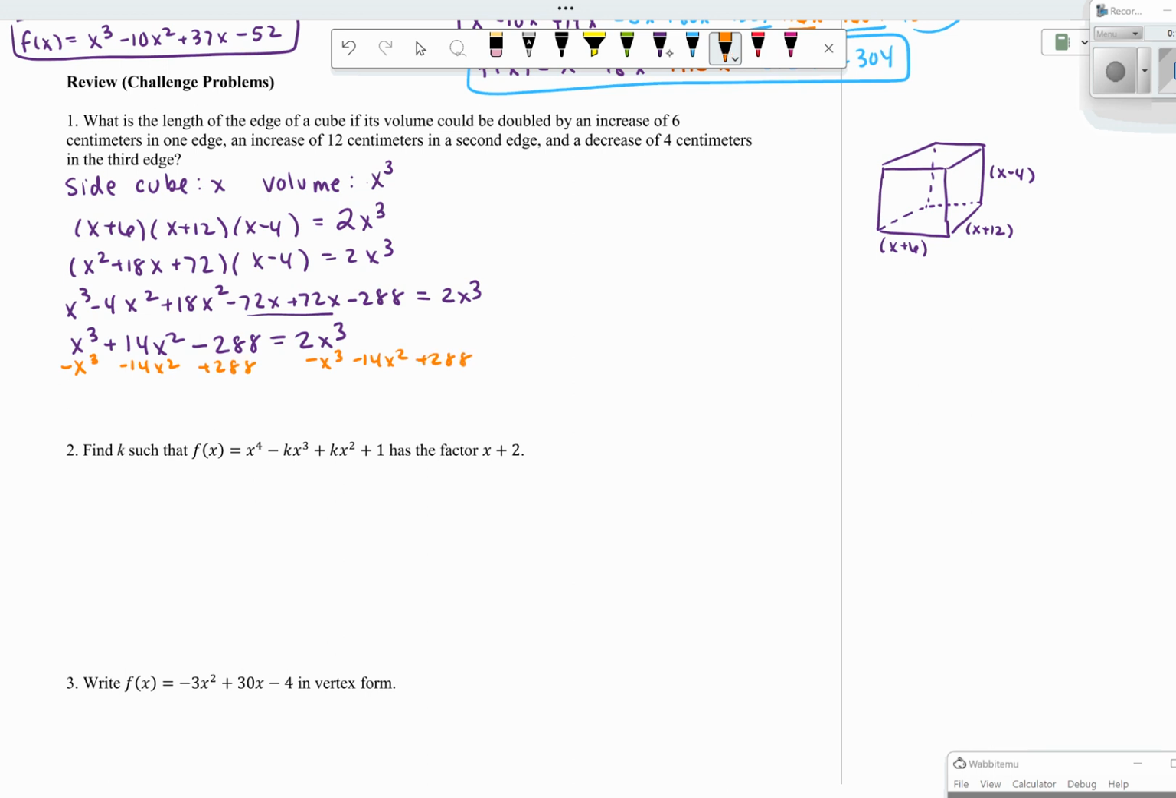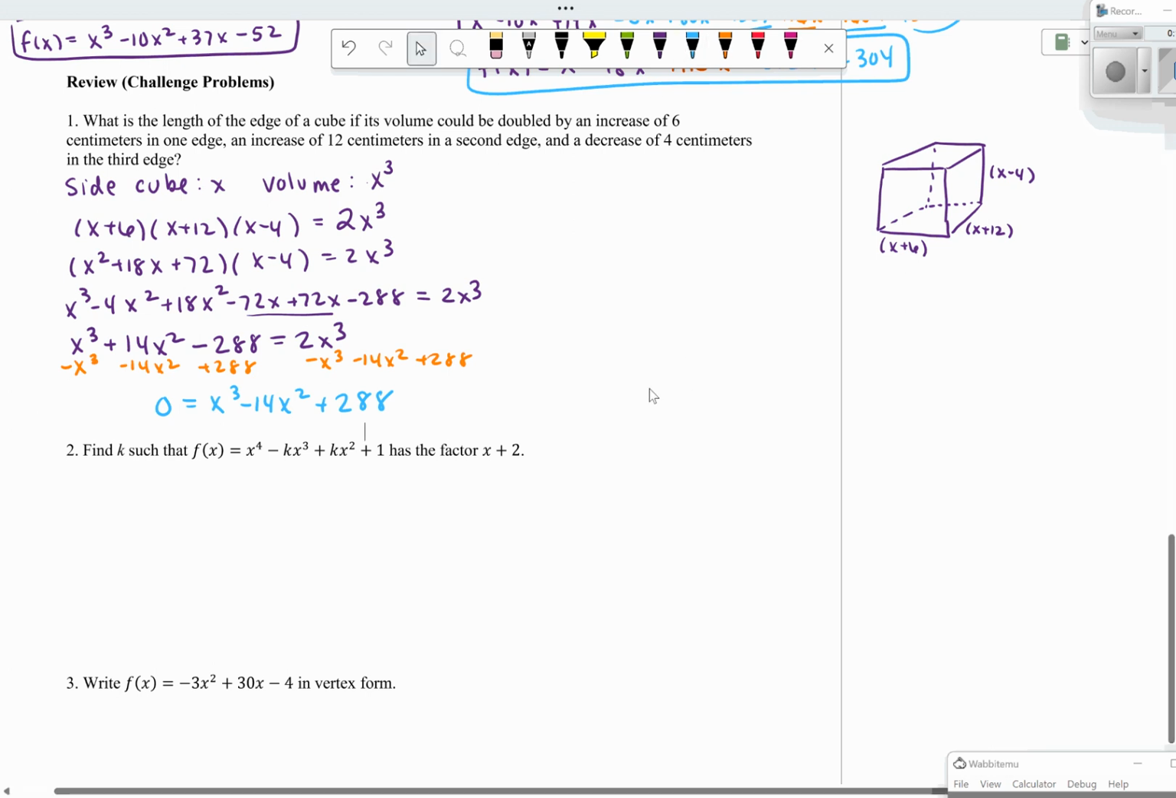Set it equal to 0. So we get 0 equals x cubed minus 14x squared plus 288. And again, you could have subtracted to the other side as well. So we're looking for when our values are 0. So we're looking for the solutions or the x-intercepts to our graph. So if you can't factor this, you can always use your calculator to help.